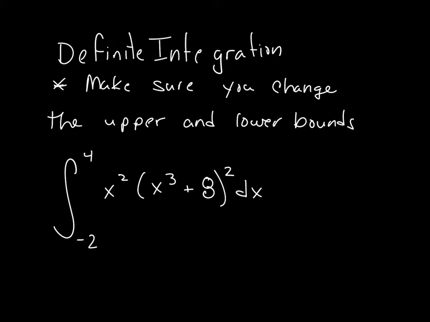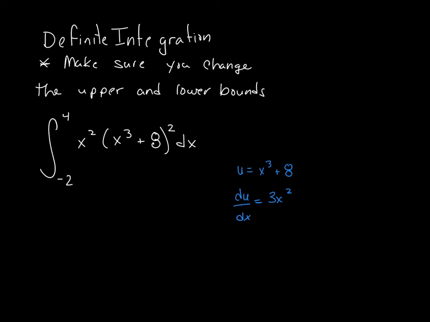I am going to make sure that we go ahead and identify u. So the best u here is going to be u equals x to the third plus 8. Now, du/dx is just equal to 3x squared, which means du is equal to 3x squared dx.